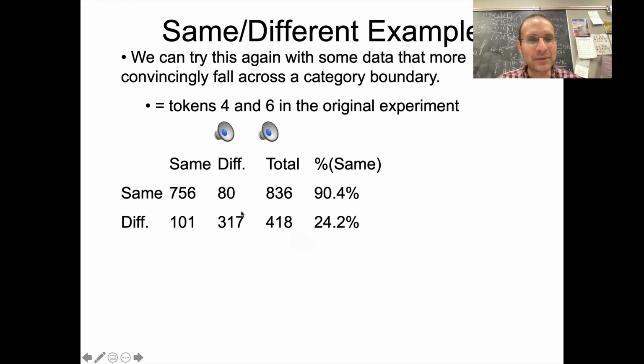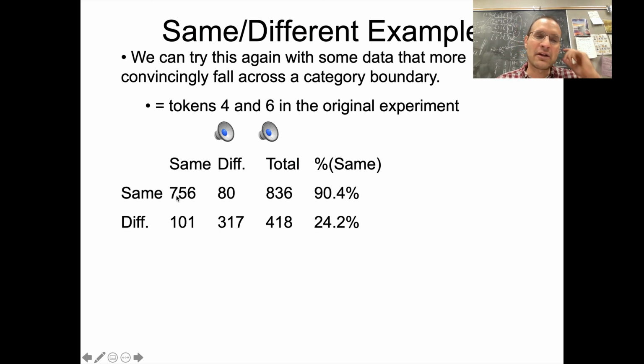And if we do that, like I said, I've done this a lot in 441 over the years. For the same tokens, like presenting these two twice in the same pair, or this one twice in the same pair, a lot of people respond same. Similar here, about 90%, which is a little bit down from what we saw before, but it's still a pretty high percentage. But the different pairs, like that, a lot more people are responding different there.